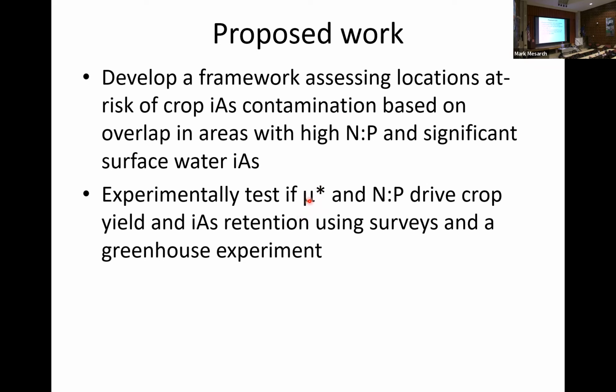If growth rate, again, this high growth rate means high demand for phosphorus and therefore probably also high arsenic uptake, although that hasn't been tested, and relative nitrogen to phosphorus drive crop yield and arsenic retention using, like I said, surveys and a greenhouse experiment.